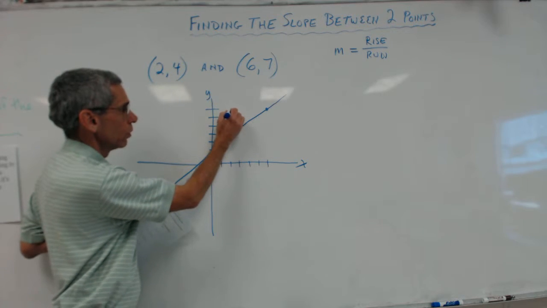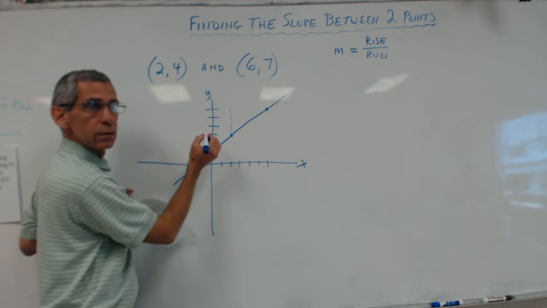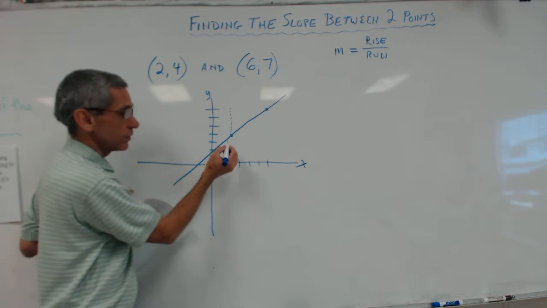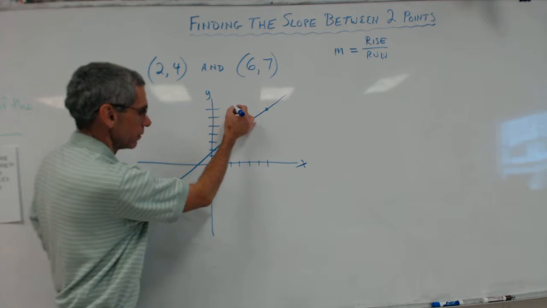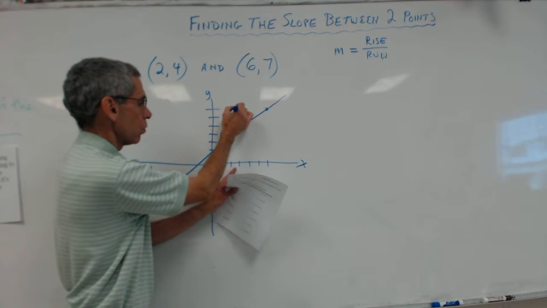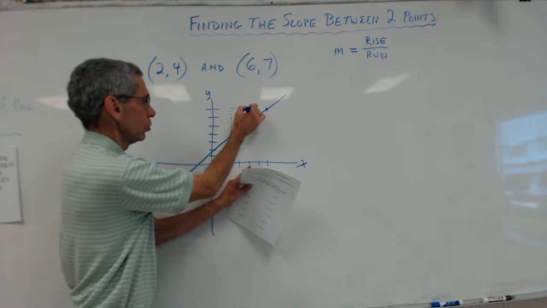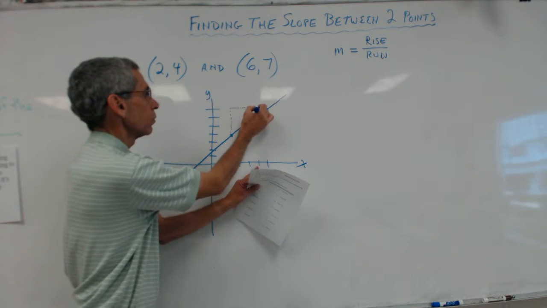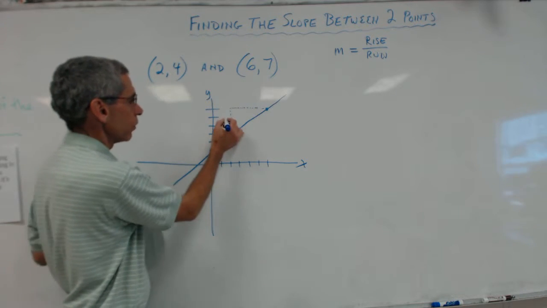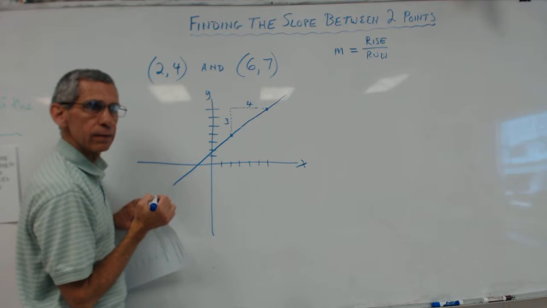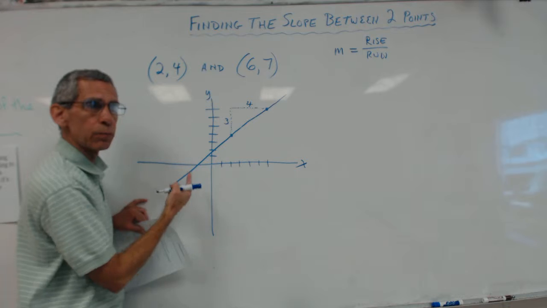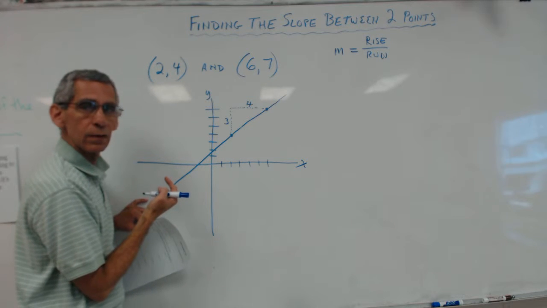1, 2, 3. I just had to rise 3. And how far would I have to run? I'm here. So 1, 2, 3, 4. So I rose 3 and I ran 4. You guys agree with me? So what's my slope? Do you just subtract? The slope is 3 over 4.